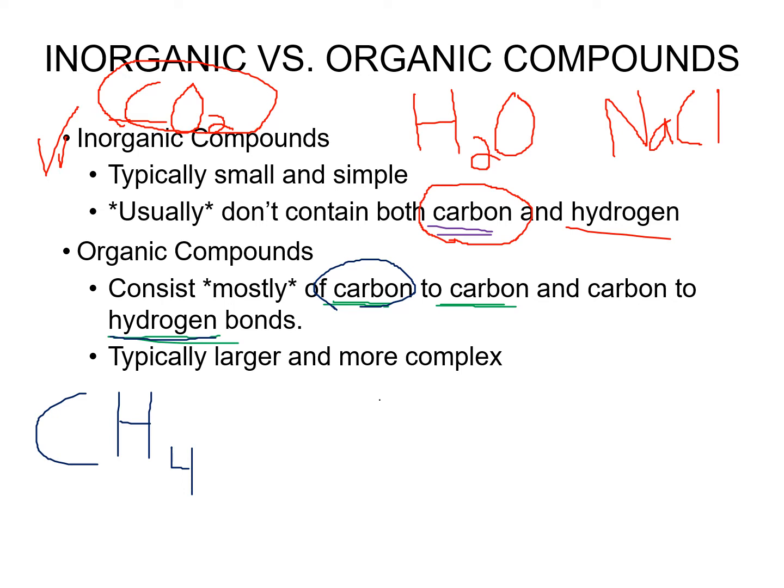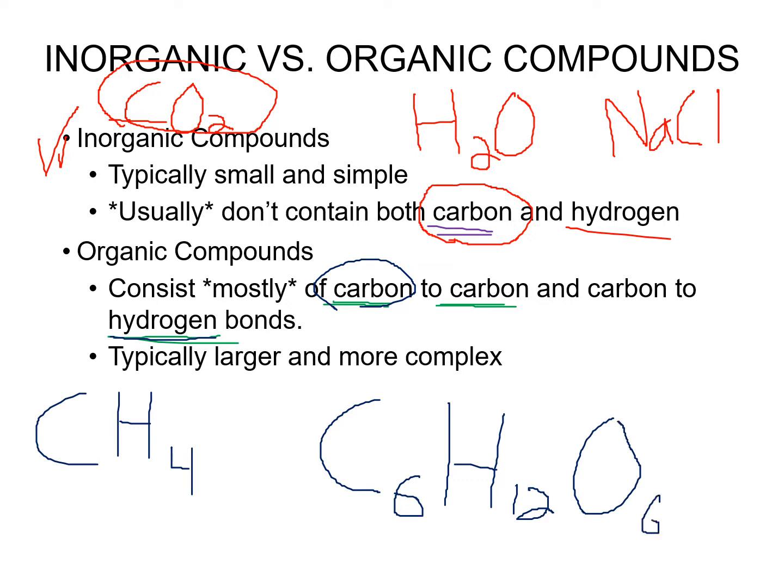If you take a look at another prime example that we're going to spend a lot of time on, it's sugar, also known as glucose. And the molecular formula for sugar is C6H12O6. So you can see we have a lot of carbons here, 6 carbons, and they are also connected to a whole boatload of hydrogens. So that would be considered an organic compound.